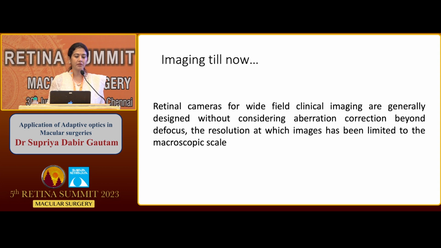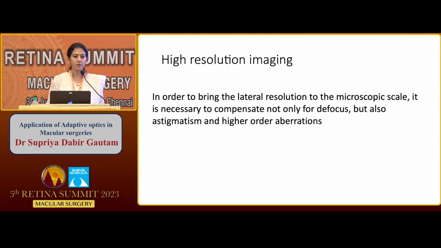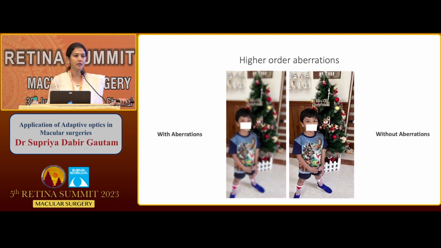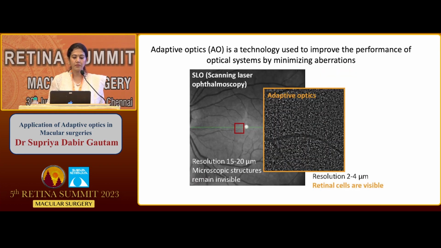Retinal cameras have been limited so far because the aberration correction that we can do has only been defocus, and so our resolution has been limited to the macroscopic scale. In order to bring this to the microscopic scale, it is necessary to compensate not just for the defocus but also astigmatism and the higher order aberrations. This is how an image looks with aberrations, and once you apply a correction, this is how clearly you can see. So it's a technology which we have adapted to improve performance.